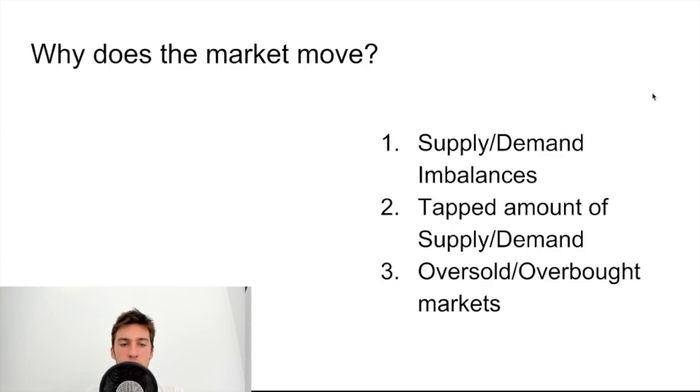Okay, so let's begin with why does the market move? You may have heard many times before that an uptrend is caused by an imbalance of demand and supply. When demand is greater than supply, price is going to continue to move higher until demand meets supply.